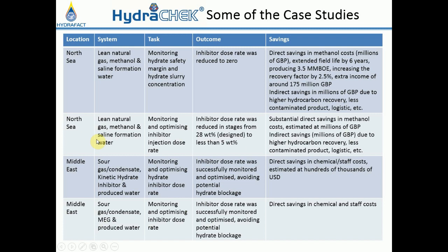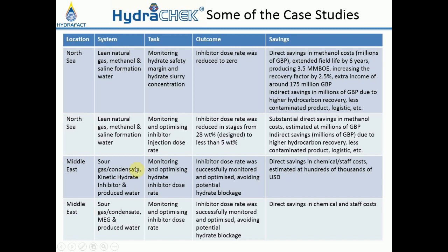Another case, North Sea lean natural gas and methanol and saline water system. The objective here was to monitor and optimize inhibitor injection rate. Inhibitor dose rate was reduced in stages while monitoring hydrate safety margin. And finally, they managed to reduce the amount of inhibitor from 28% design to less than 5%. And obviously substantial direct saving in methanol cost, estimated at millions of pounds.